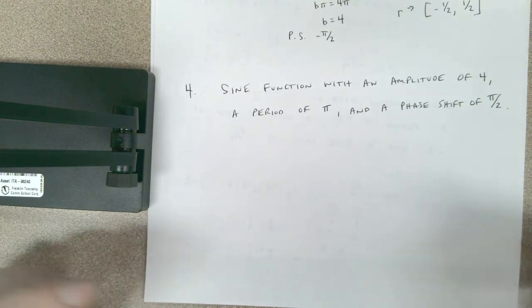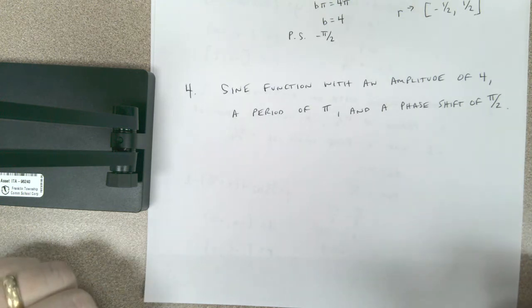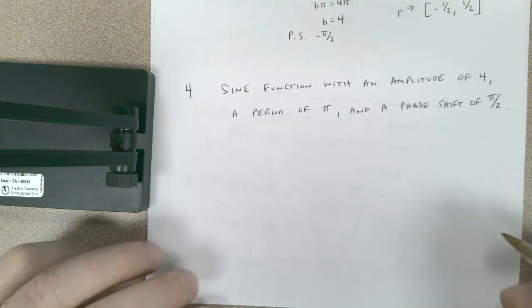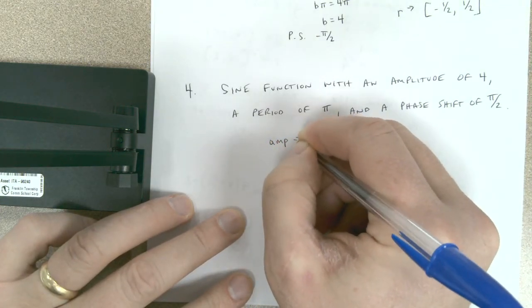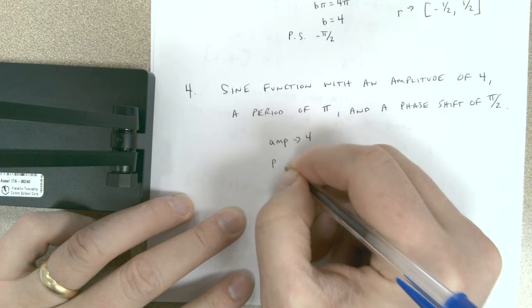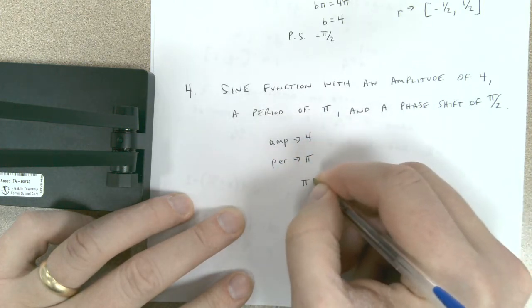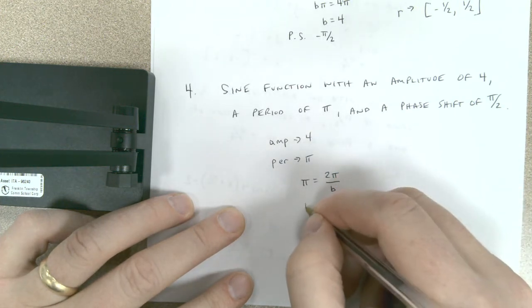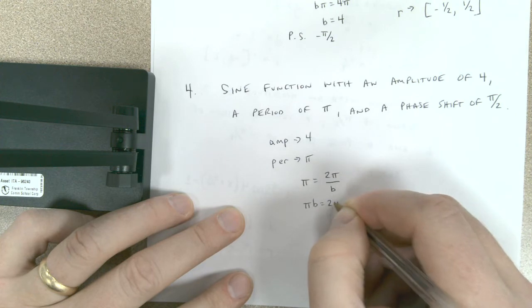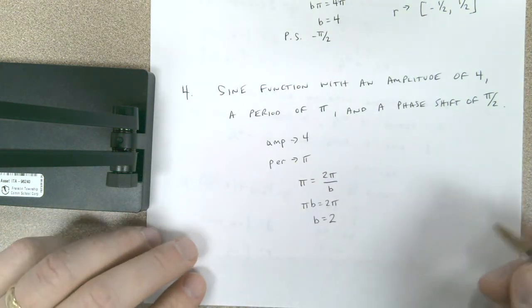Okay, for example 4, and again, you might try the same thing, maybe hit pause and then try this and then check your answer again for this one. All right, so as we go through this one, amplitude we know is 4, period we know is pi. So to find my b, I'm going to say pi equals 2 pi over b. So I get pi times b equals 2 pi. And when I divide by pi, b is going to be 2 in this case.